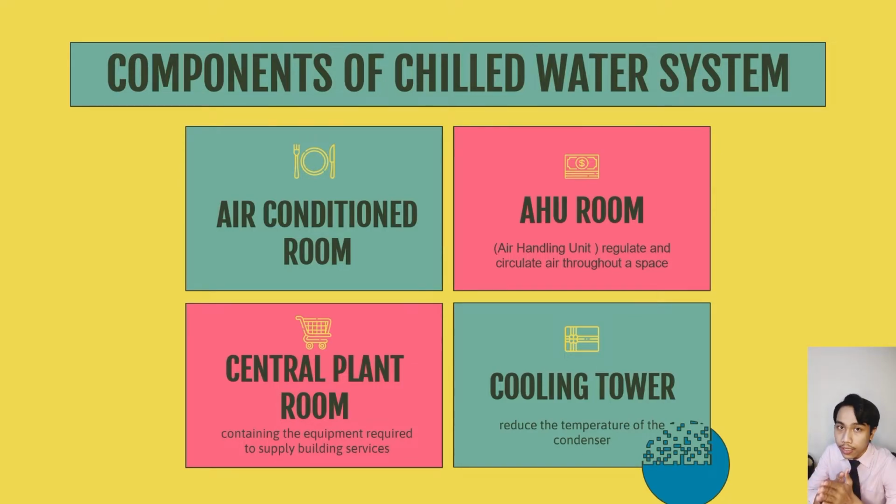Second, AHU room. An air handling unit or AHU is a piece of HVAC equipment that is designed to regulate and circulate air throughout a space. Air handlers typically connect to a ductwork ventilation system that distributes the conditioned air throughout the building and returns it back to the unit. The third one is central plant room.